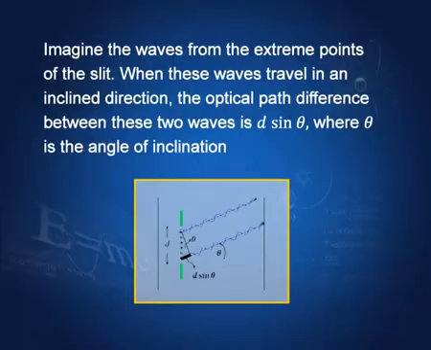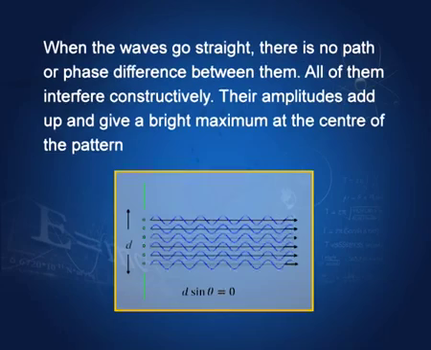Now, shown more clearly, you take this point in the slit and this point in the slit at the 2 ends of the slit. You have one wave going through this, you have another wave going through this, and since they are slanted, there is a path difference d sin theta between them. This path difference is going to do the trick. If the light is coming perpendicular to the slit, then you have waves which are going through this in the same phase. When the waves go straight, there is no path or phase difference, and they all will constructively interfere.